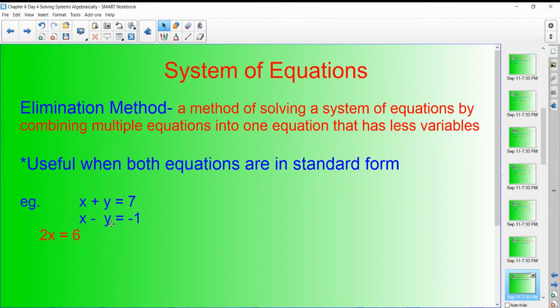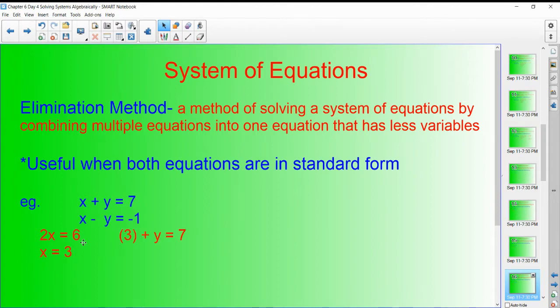Oh, so the y was eliminated. That's why we call it the elimination method. One of the variables eliminates, becomes 0. And then we got to add the right side as well. 7 plus negative 1 is 6. Now we got an equation. We still may have another few steps to go. Maybe in this case we have one step where we can solve for x.